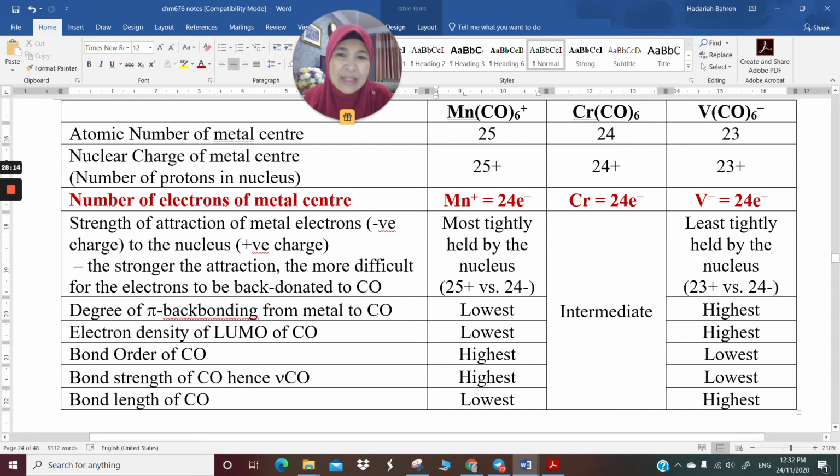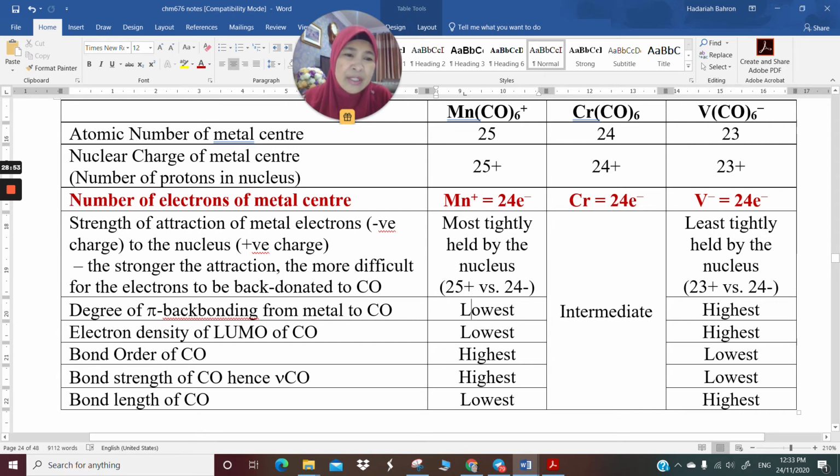That means with the pi-back bonding occurring a lot for this vanadium, the LUMO of this CO is going to have the highest amount of electron density, whereas the manganese will have the lowest amount of electron density because there's not much pi-back bonding happening. And for vanadium, the bond order of your CO will be the lowest because it has a lot of electron density in the pi antibonding molecular orbital of the LUMO here. So that's the lowest bond order, and the highest bond order for manganese.